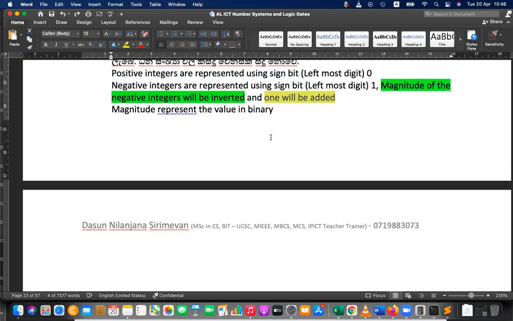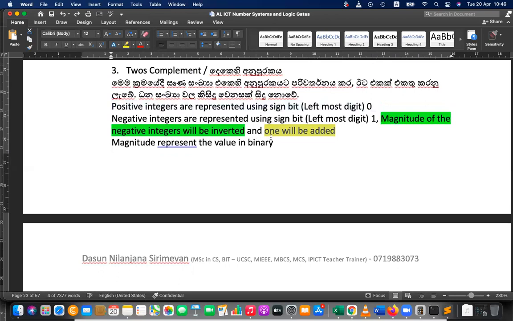Sir, could you repeat that once again? So same. Can you remember sign and magnitude and one's complement? Yeah. So what's happening in one's complement? When you put positive numbers in one's complement.